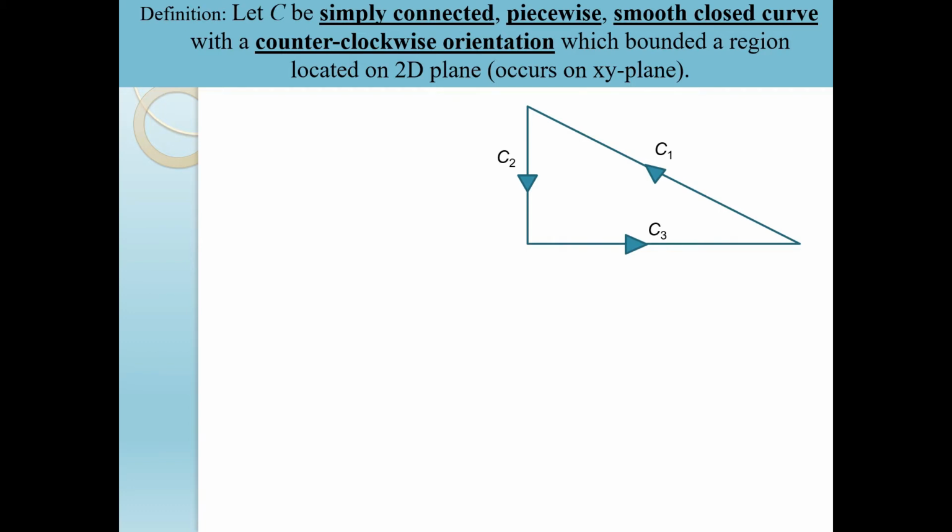As you can see here, we have C1, C2, C3, different curves which can be called a piecewise curve. They are different curves, but the curve is connected and also closed. So it closes the region. Let's say this region I call D. So the combination of these three curves has closed this region D. And you can see the arrow here. The arrow here is counterclockwise.